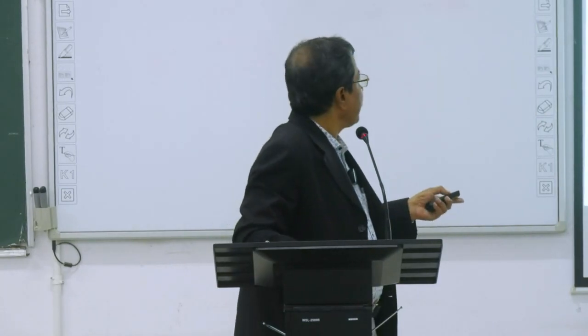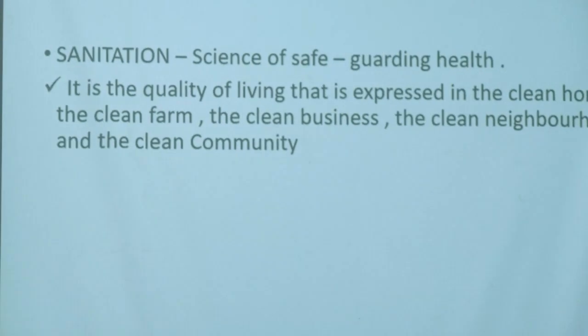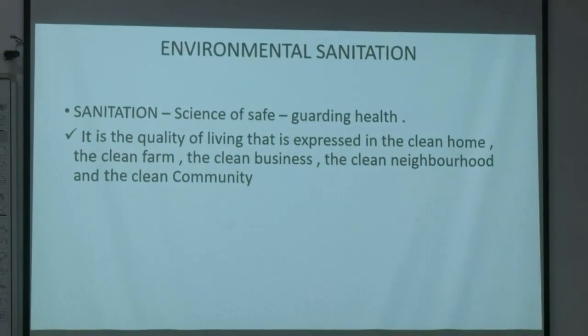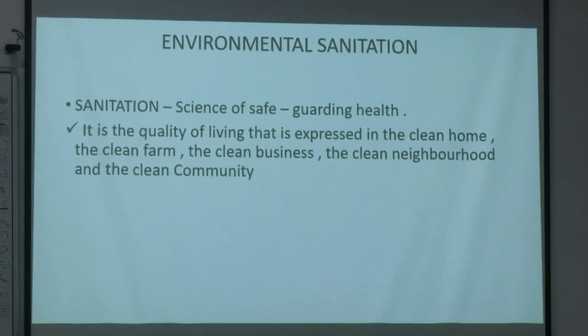But that is a bit of a vague definition. So if you specify sanitation, the ideal definition as given by WHO is that it is the quality of living that is expressed in a clean home, your home must be clean, clean farm, fields etc., clean business. Business means not only trade, business is what people are doing. The clean neighborhood and the clean community. This definition is given by WHO.